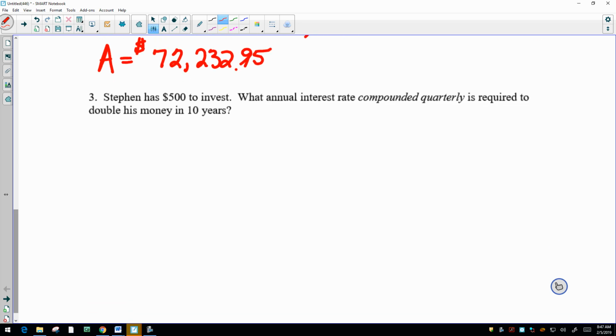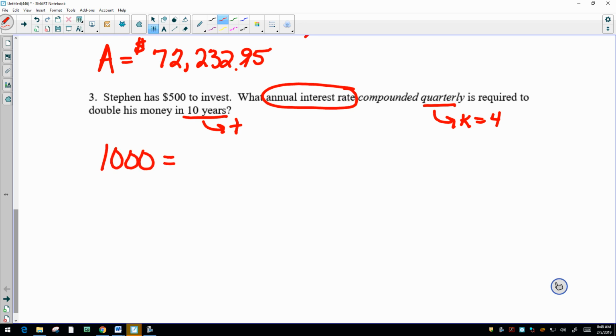Now notice this is a little different. So Stephen has $500 to invest, still your principal. It's asking us what is the annual interest rate. So now we're solving for r. Compounded quarterly, so there's your k value, quarterly being 4. And it says it is required to double his money in 10 years. So 10 is your time. Doubling his money, that's telling you the A value, what you get at the end. So if he starts off with 500 and I double the 500, there's my 1,000.